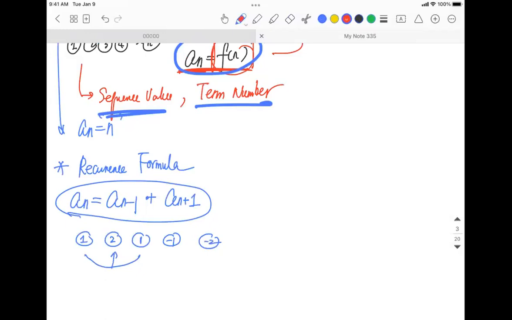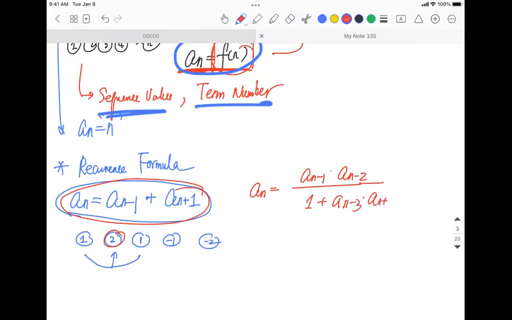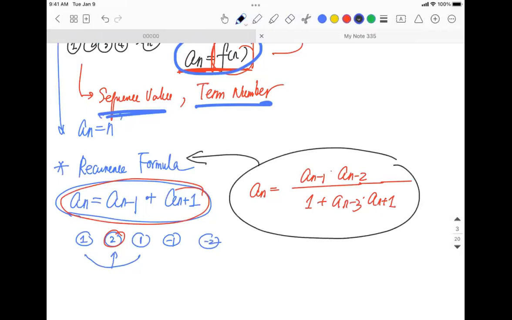However, you can always find out the relationship between certain adjacent terms or even more terms. The number is always the sum of these two neighbors. Or you can do something more complicated, maybe a_(n-1) times a_(n-2), and then 1 plus a_(n-3), a_(n+1). You can have a more complicated relationship, right? But as long as you're talking about the relationship between several adjacent terms, this kind of representation, we give it a name. This is the recurrence formula.